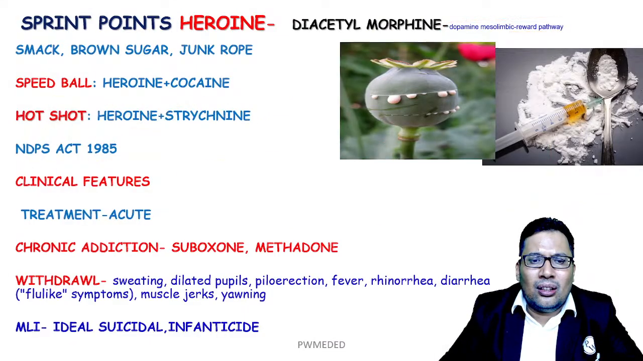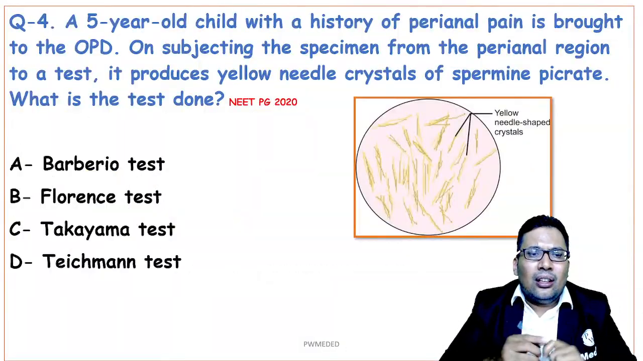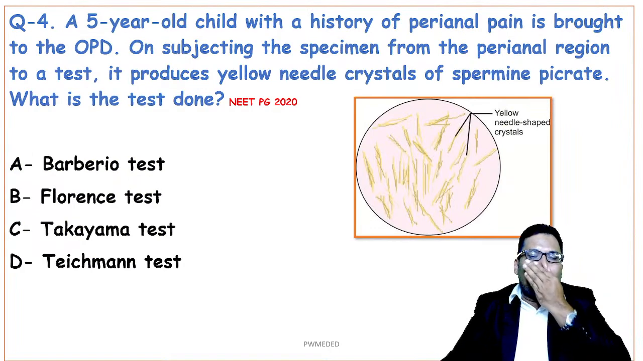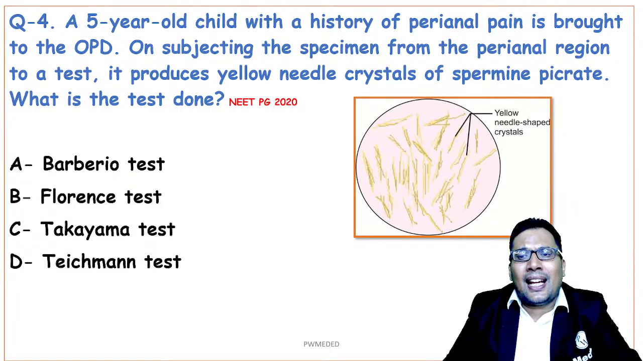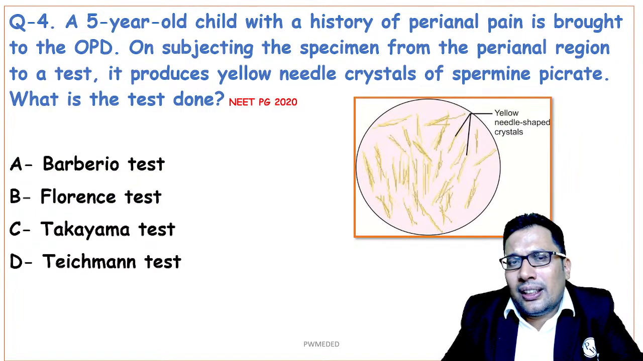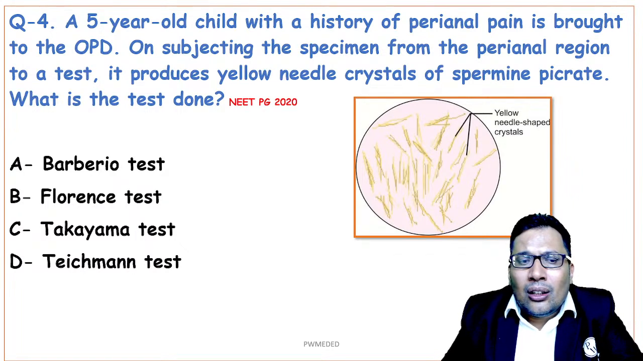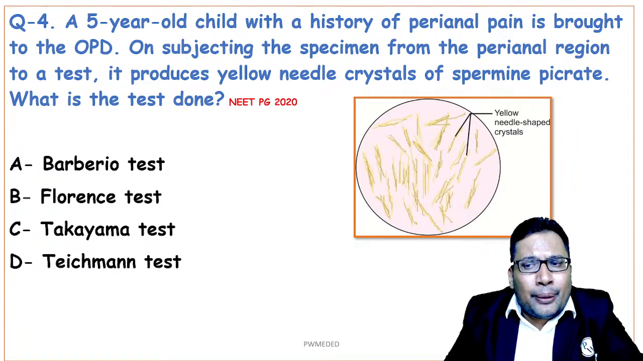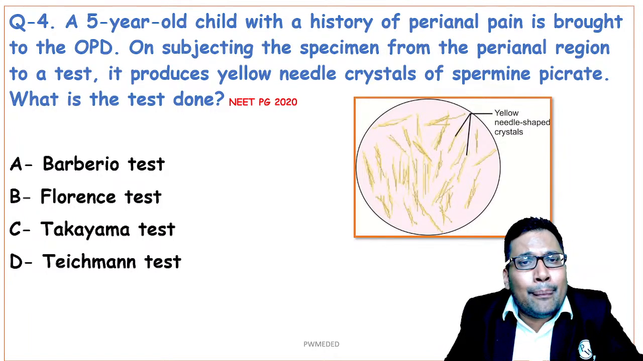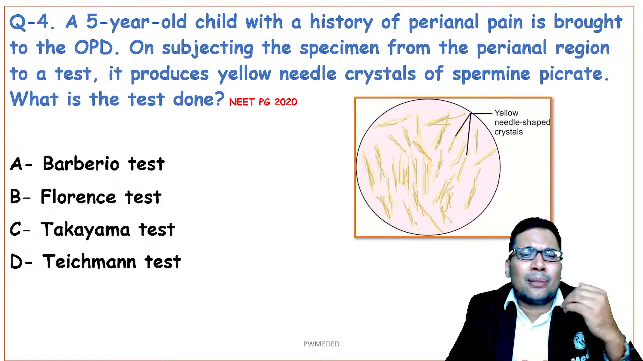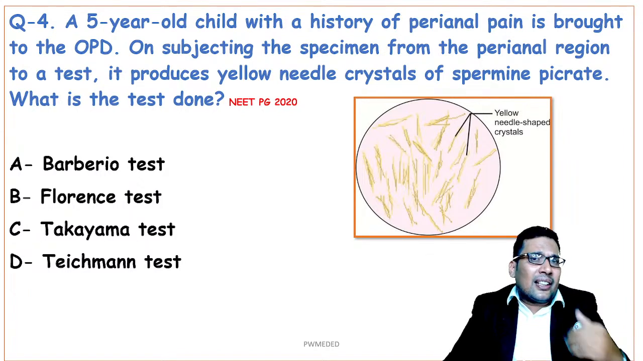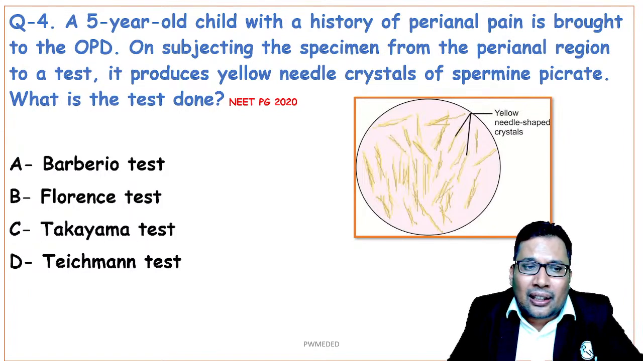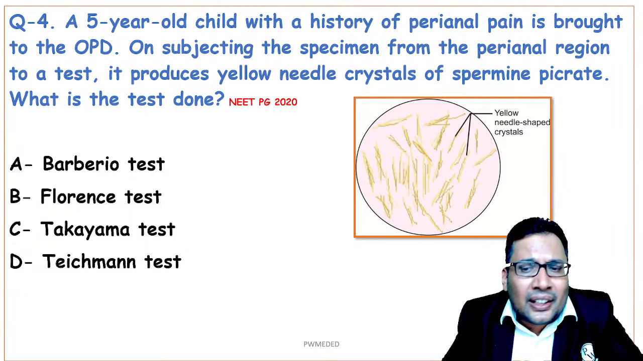Okay. Next question. A 5-year-old child with a history of perianal pain is brought to OPD. On subjecting a specimen from the perianal region to a test, it produces yellow needle crystals of spermine picrate. What is the test done here?